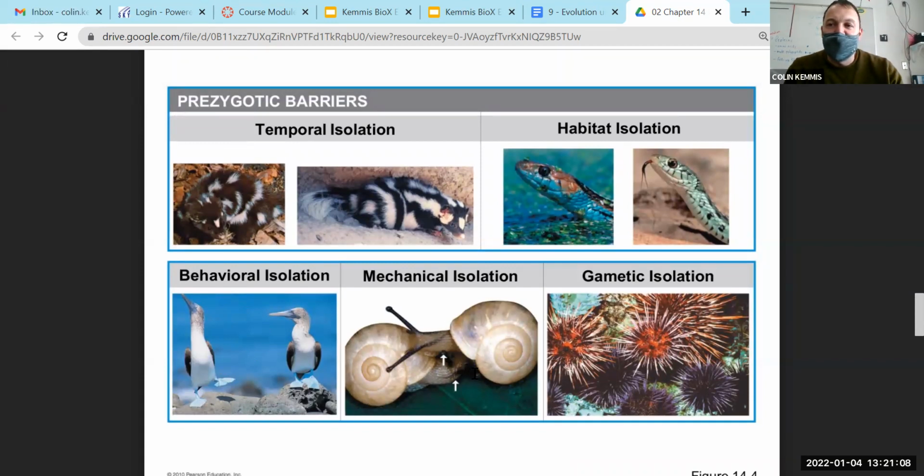And then this one, I had to look at the picture again and read the caption. Did you catch this one? These snails' shells spiral in opposite directions. One goes this way, one goes this way. Because of this, their reproductive organs can't line up, and so they physically cannot mate, which is kind of interesting. And then this last one, gametic isolation. What if the gametes, like the outside coating of the gamete cells, just physically don't match? It's not possible for the sperm and egg to join. So that happens with these different red and purple sea urchins.